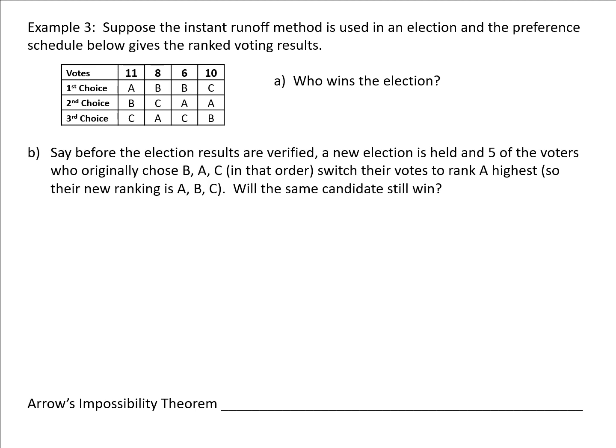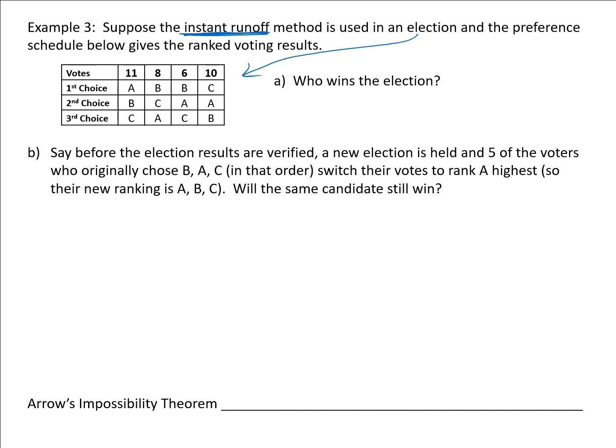Let's look at one more example. Example 3. Suppose that the instant runoff method is used in an election and the preference schedule shown below gives the ranked voting results. So this time we're going to evaluate instant runoff for this particular election.